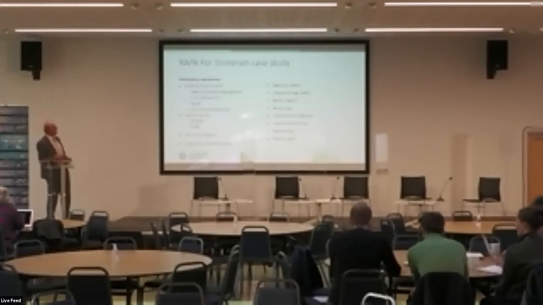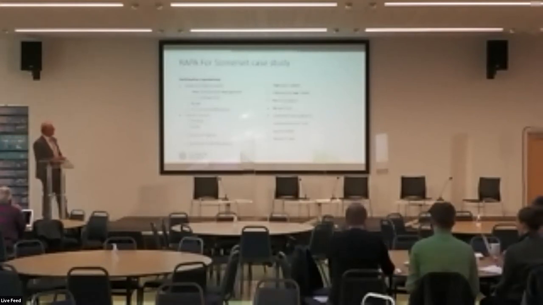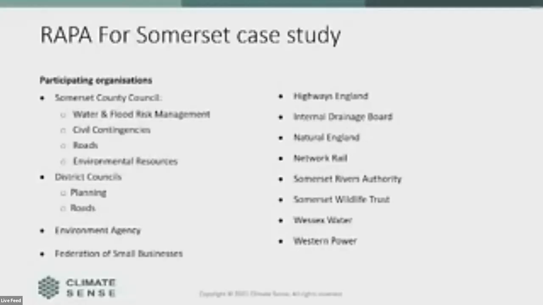So these are the organizations that we brought along: the county council as a whole and different operating departments within it. District councils in Somerset, they had four district councils who also have levels of infrastructure and long-term decision-making functions. The Environment Agency, a major partner in this process. The Federation of Small Businesses.